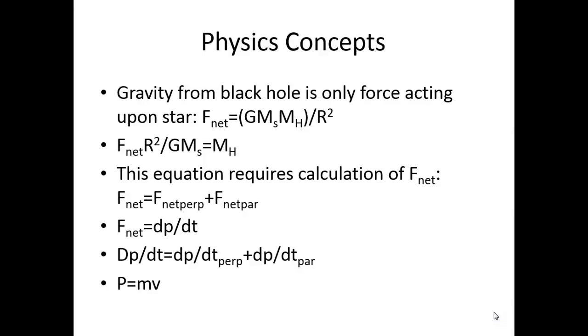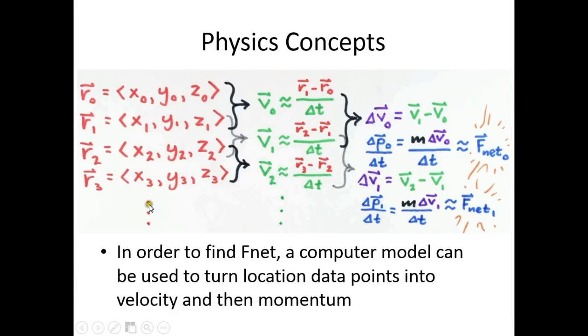This equation requires the calculation of F net. So we can say F net is equal to F net perpendicular plus F net parallel. We also know that F net equals dp/dt. So we can say dp/dt equals dp/dt perpendicular plus dp/dt parallel, and that p, or momentum, is equal to mass times velocity. So the data we have in regards to the star's position will give us different position vectors. Now we need to calculate F net in order to find the mass of the black hole.